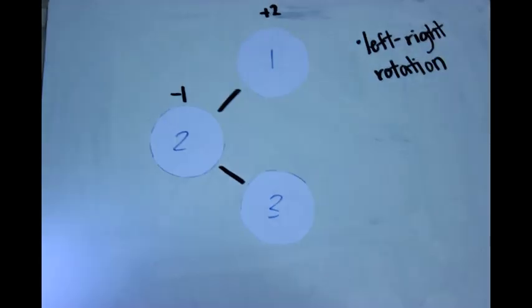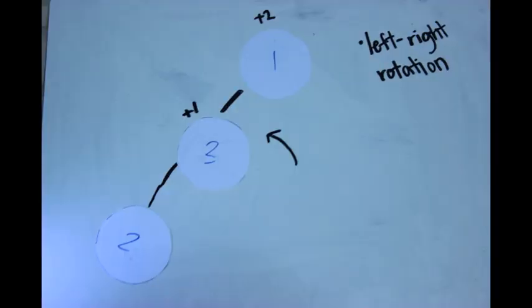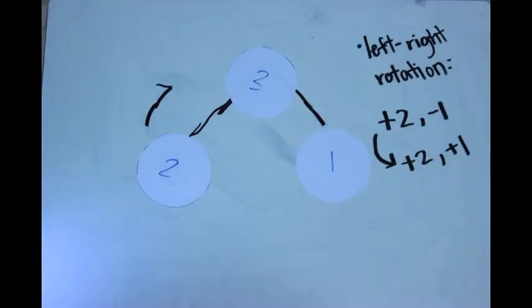A left-right rotation, from its name, is a left rotation followed by a right rotation. As you can see, after a left rotation, the balance factors become positive 2 and positive 1. Now perform right rotation to balance out the tree again.